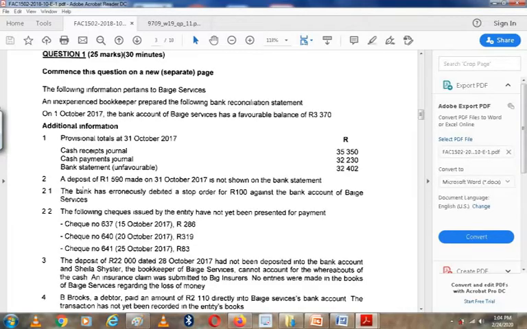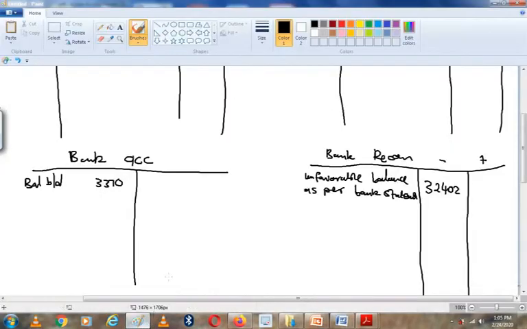Okay, now the next thing that you need to do, go to number 2. A deposit of 1,590 made on 31 October is not shown on the bank statement. So this amount is not shown on the bank statement, which means it's already shown in our books. So if a transaction is not on the bank statement, it needs to be recorded in the bank recon. On the bank recon, we record all transactions that the bank still needs to take care of. So you come to deposit. Since it will increase our bank, we'll put it on the credit side of the bank recon, 5090.